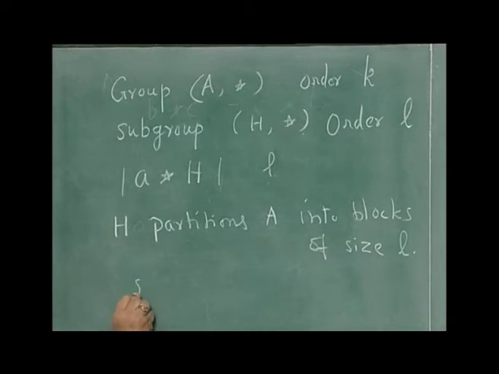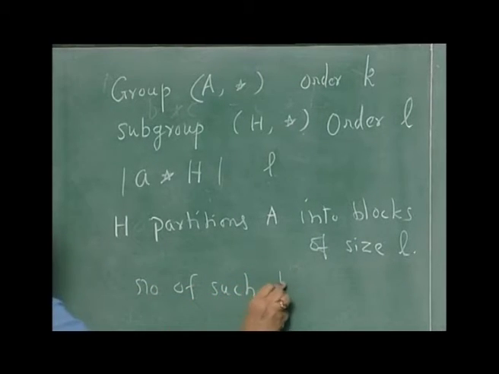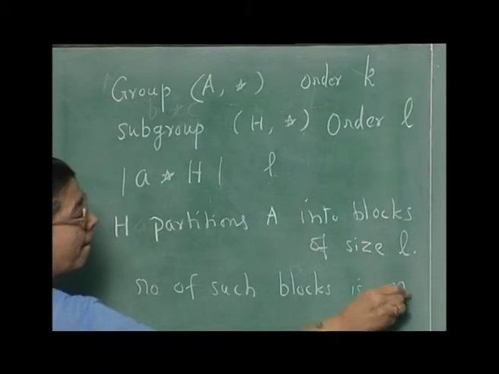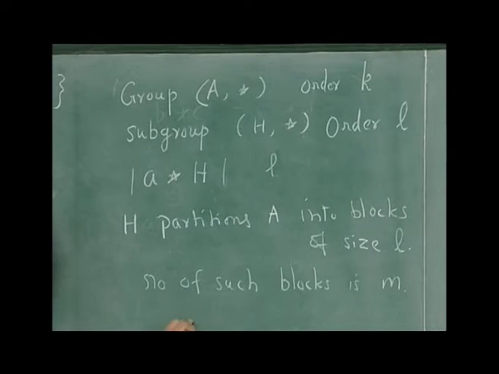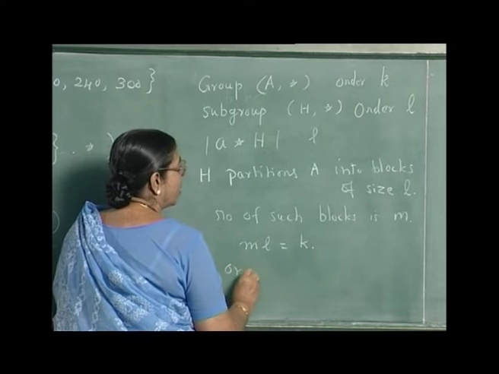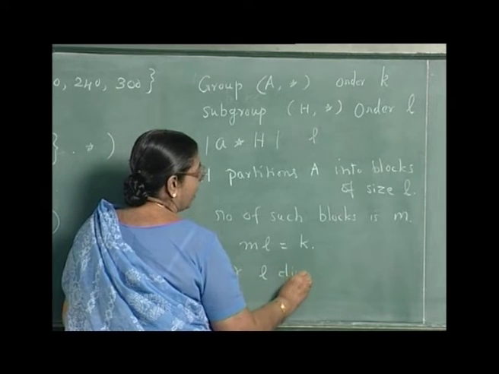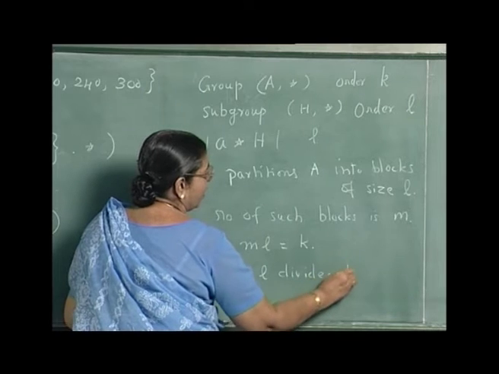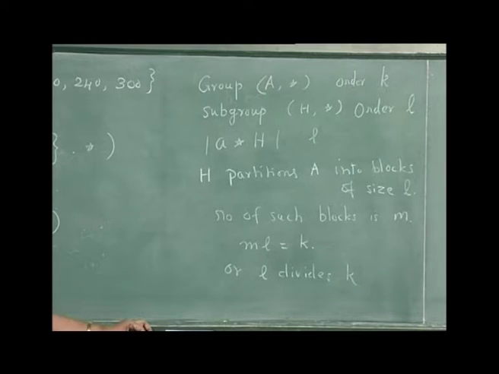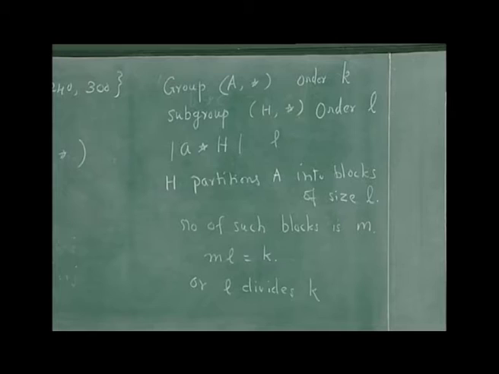So, suppose the number of such blocks is M, then you see that M into L is equal to K, or L divides K. M is an integer because the number of blocks is an integer. So, you get the result L divides K, or the order of a subgroup divides the order of the group if they are all finite.